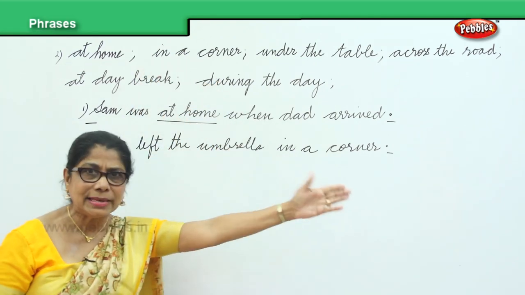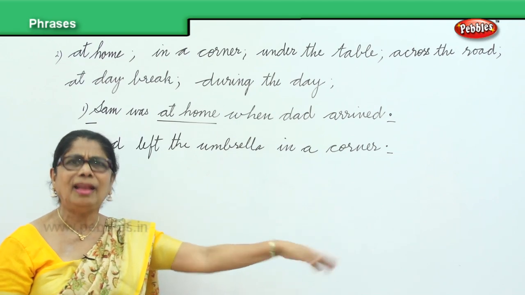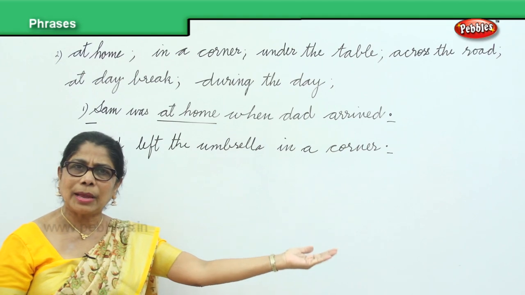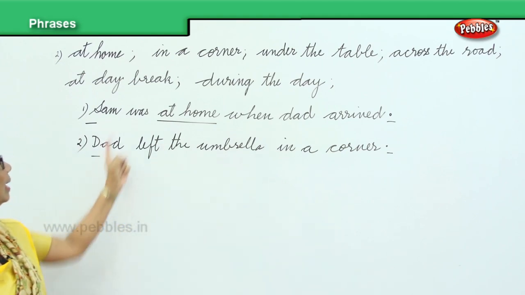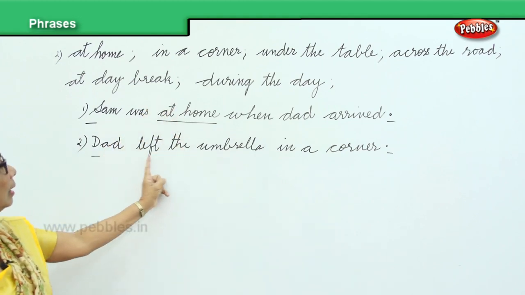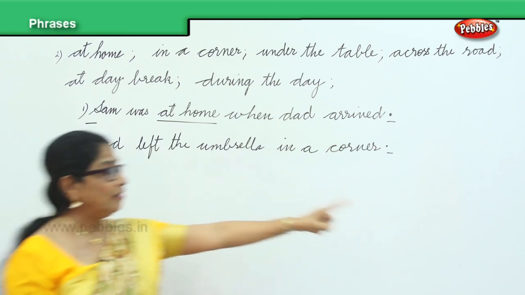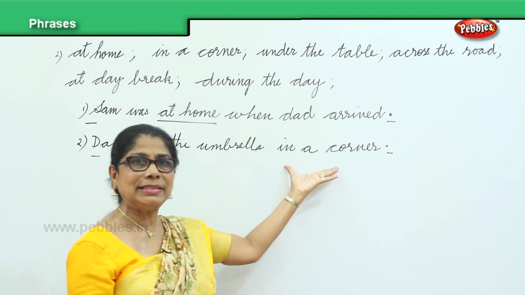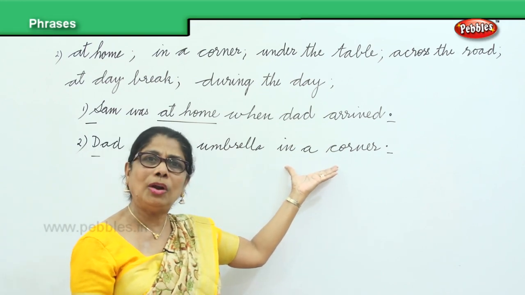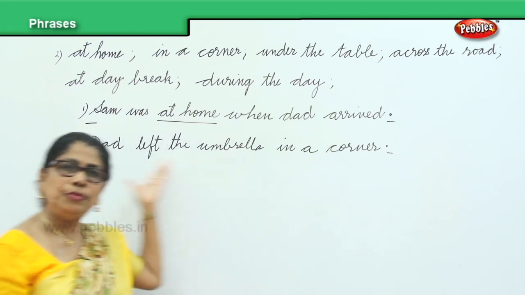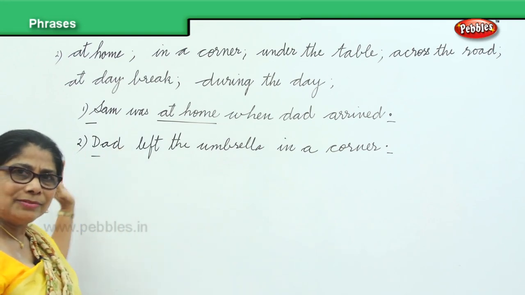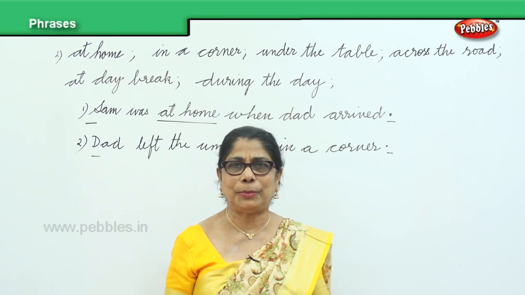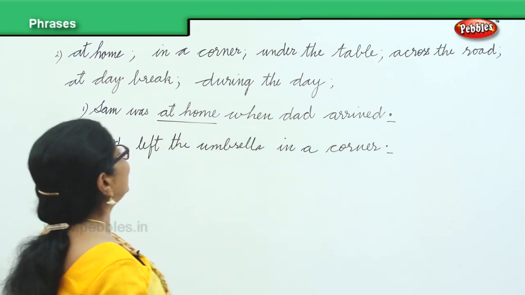In a corner, it makes sense. In that corner, there's something there, or nobody is there, or somebody is standing, or you kept a pile of books, anything. Here I said, in a corner. What is in a corner? Umbrella. Dad left the umbrella in a corner. In a corner by itself makes sense, but not a complete sense. So you add a few more words, begin the sentence with a capital letter, and end with a full stop. Okay? What is the next group of words we have?